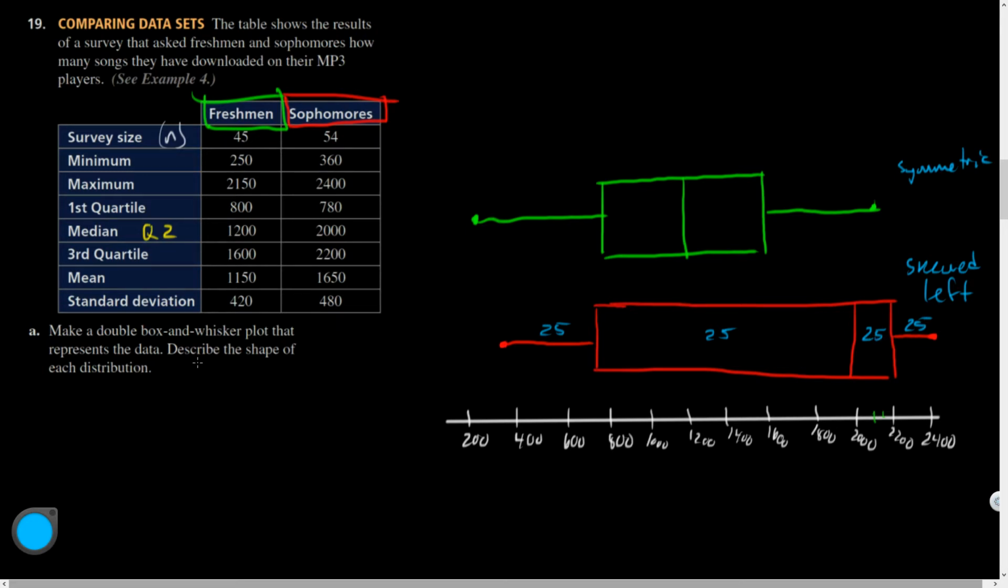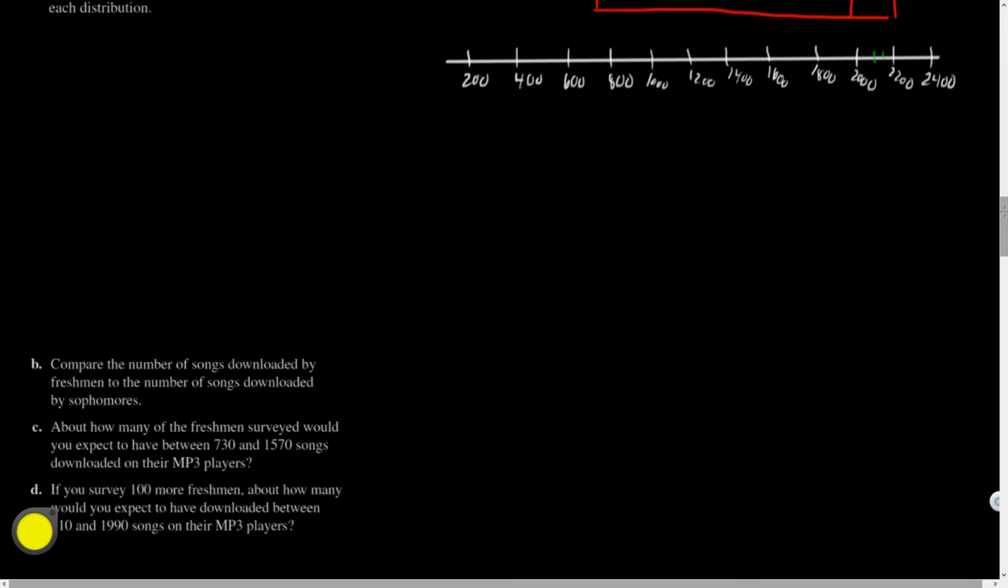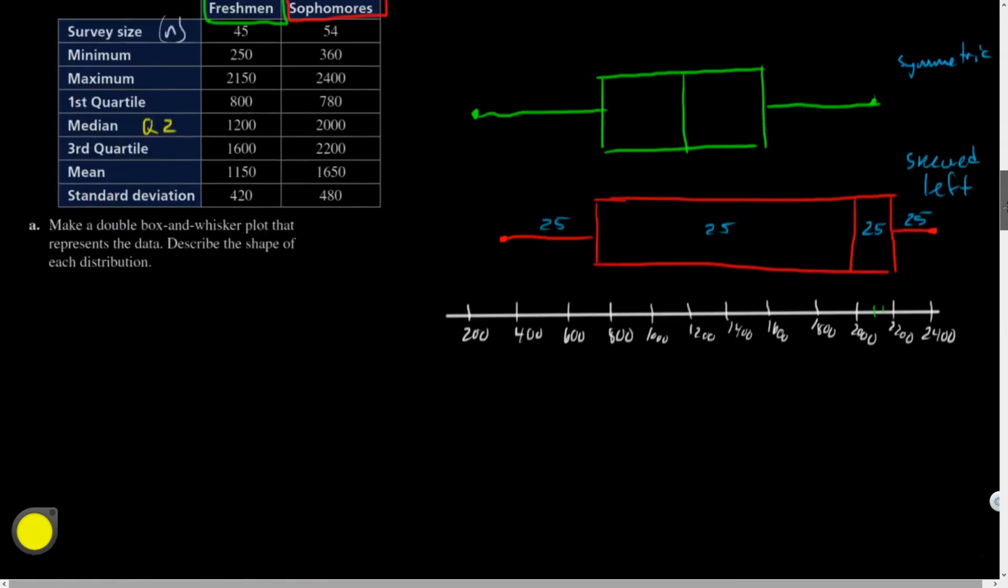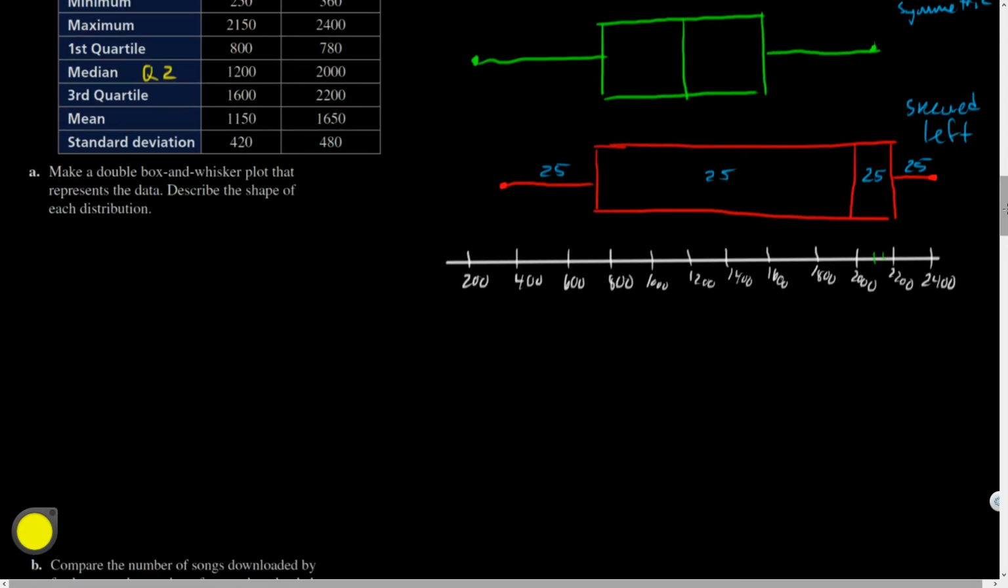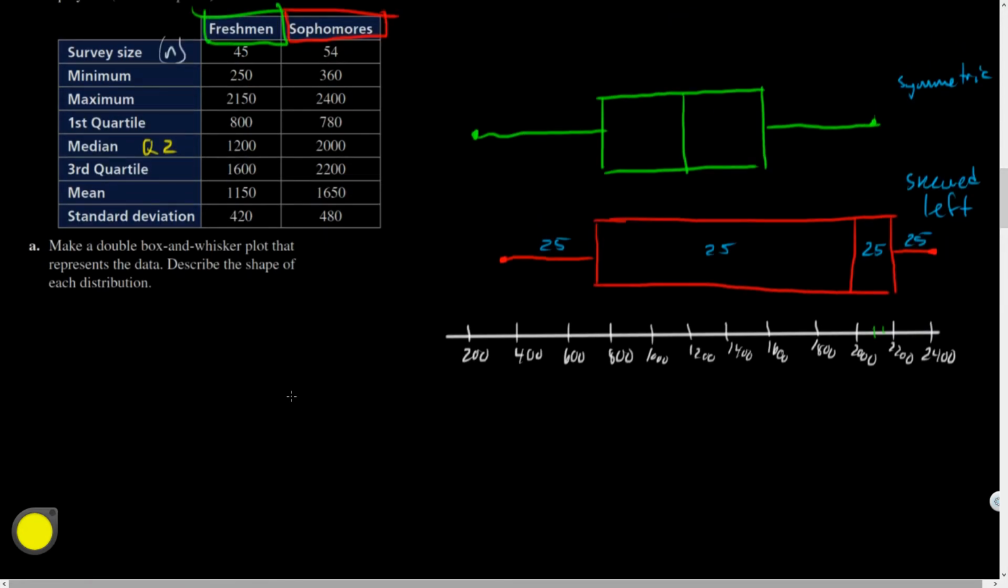Well done. So let's see. We described the shape. Let's do some comparisons. It doesn't look like they asked us for it, or did I not copy part B of this? Oh, there's part B. Okay. Compare the number of songs downloaded by freshmen to the number of songs downloaded by sophomores. Who has more songs downloaded? Yeah, so for part B, yes, sophomores download more on average.